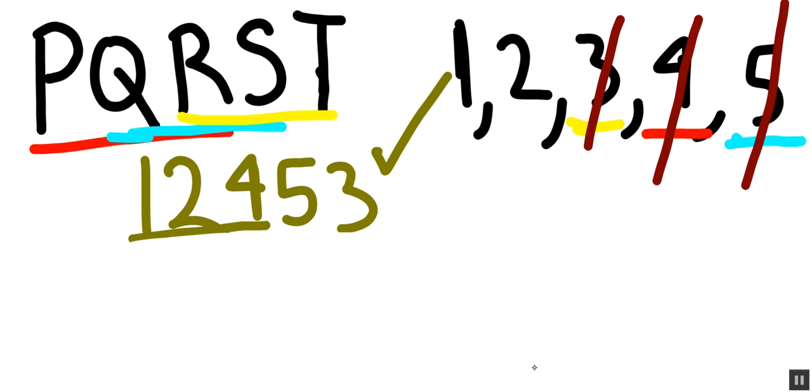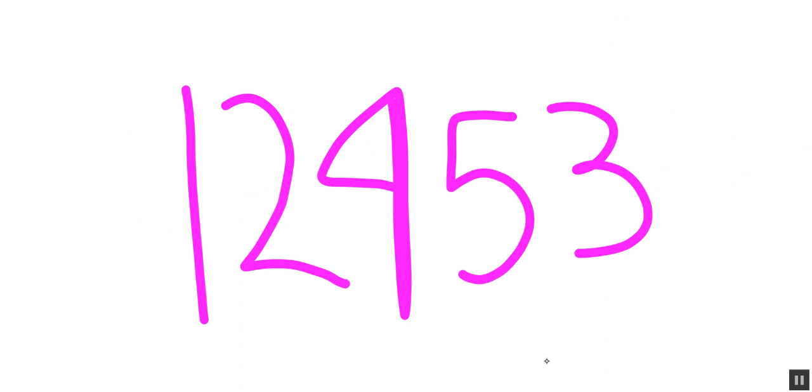Again, we have used our knowledge of divisibility rules and number sense. We have eliminated all other possibilities, and this is our finalist, our winner. 1, 2, 4, 5, and 3. There we go. 1, 2, 4, 5, 3. I just love this pink color.